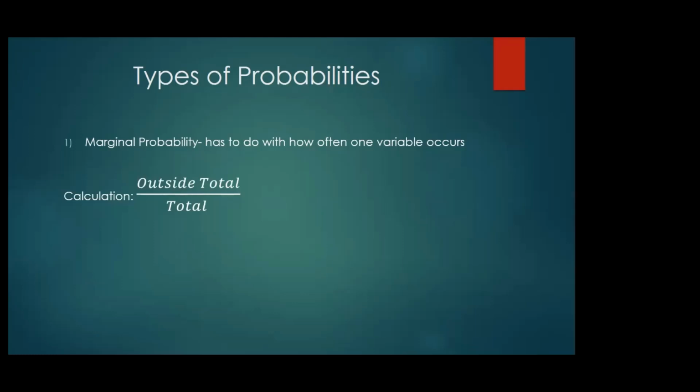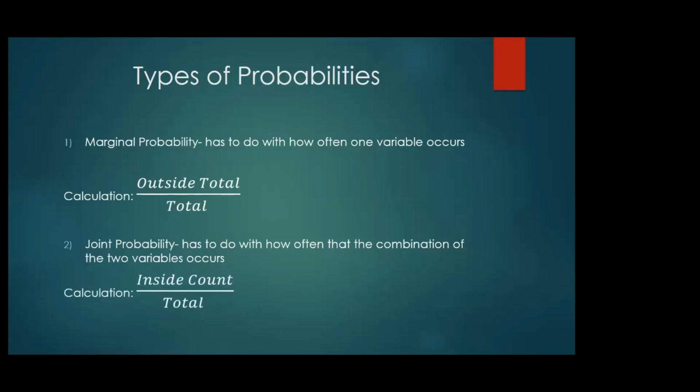Next, we have joint probability. Joint probability has to do with how often the combination of two variables occurs. So if they ask you about "and", together, both, we're dealing with joint probability, and joint probability usually incorporates an intersection because it has to do with both and together. Joint probability is calculated by the inside count divided by the total.